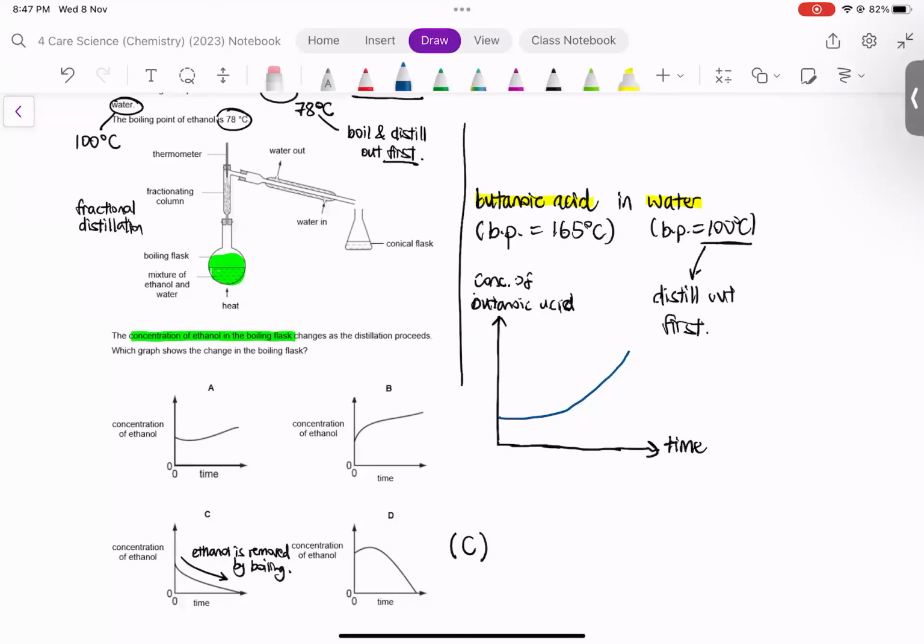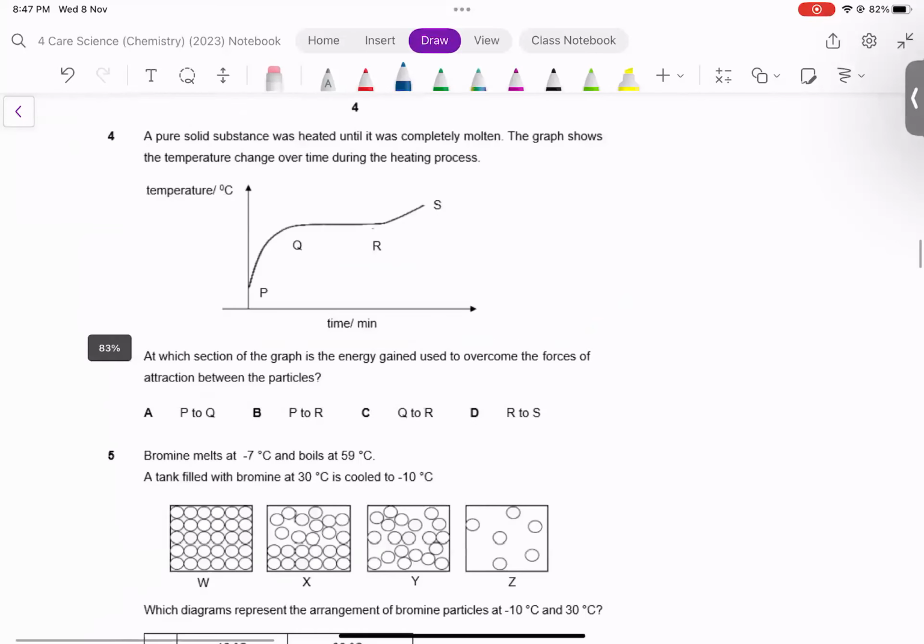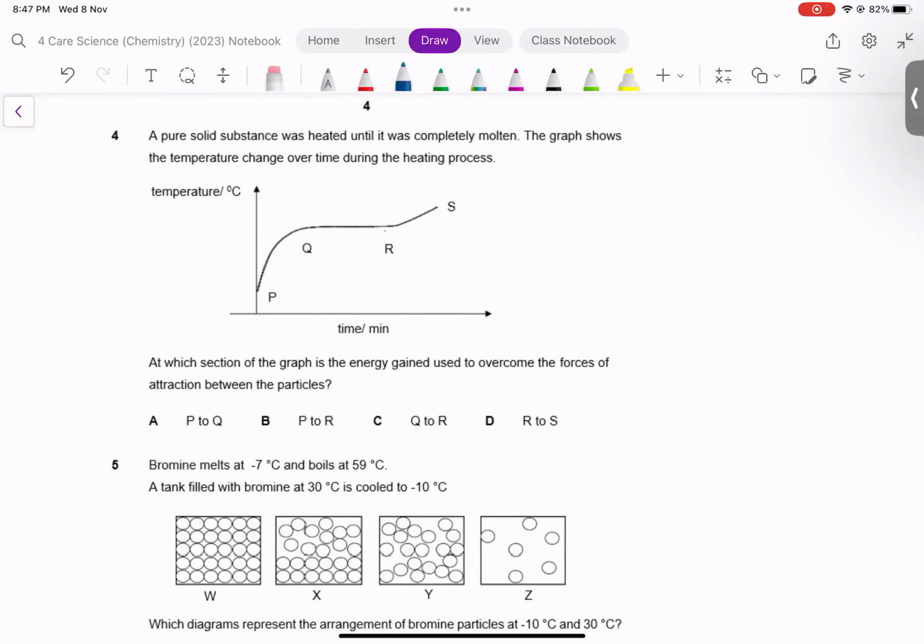Okay, moving on to question 4. Now question 4 is about the heating curve. So I'm sure you realize Q and R is where melting takes place. Now, during melting, boiling, when it's change of state, the energy gain is not used to increase the kinetic energy. The energy gain is used entirely to overcome forces of attraction. So this is Q and R, C.